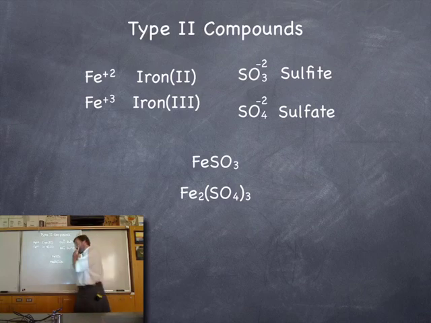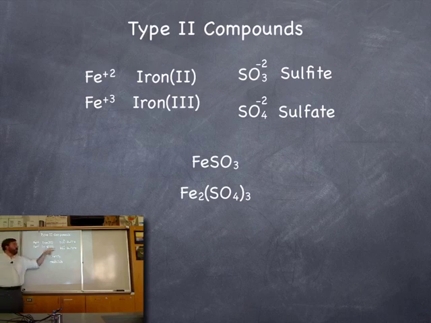Now, here's the problem with this whole system. Ite and ate describe only relative amounts of oxygen. There are other compounds. For instance, nitrogen with oxygen. We can have a nitrite compound and a nitrate compound. Notice the same ite and ate ending. But a nitrite is NO2 with a -1 charge. And nitrate is NO3 with a -1 charge.